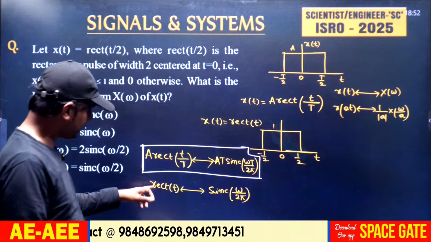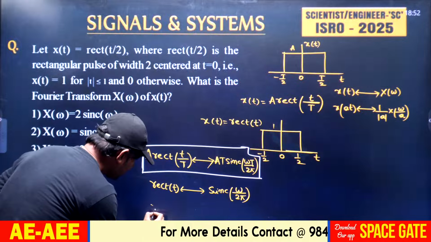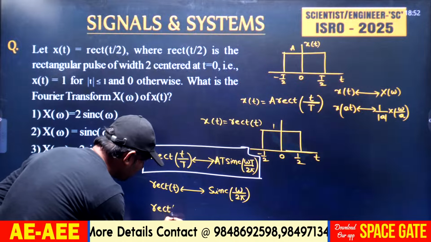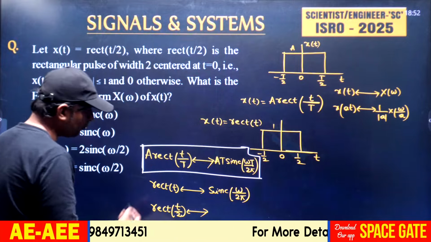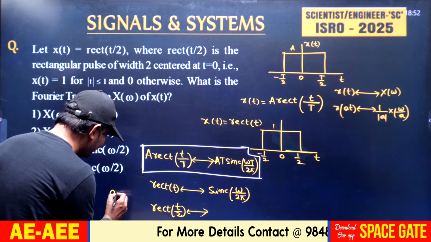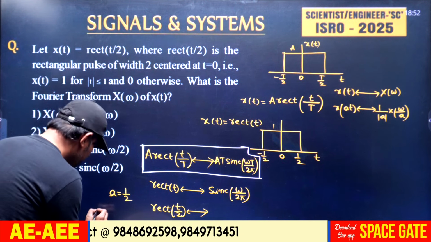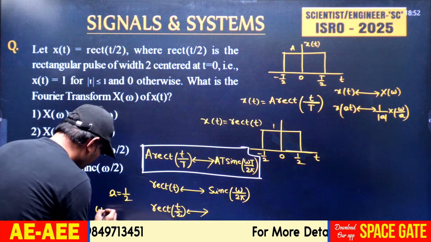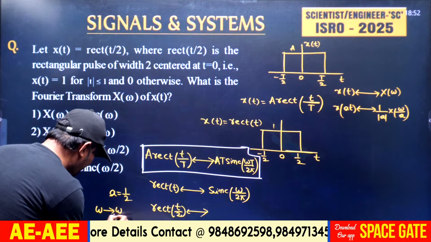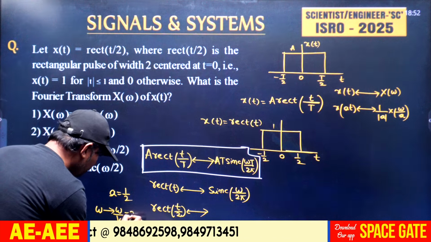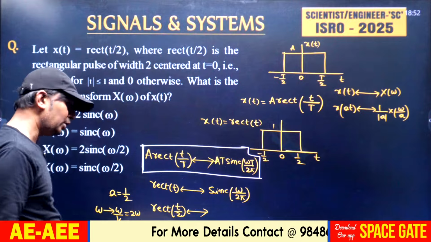So the Fourier transform of rect t is sinc of omega by 2 pi. Now what could be the Fourier transform of rect of t by 2? So what is the scaling factor? We identify the scaling factor as 1 by 2. So what we have to do? In your original Fourier transform, wherever you have omega, replace it with omega by a, meaning omega by 1 by 2, so 2 omega.